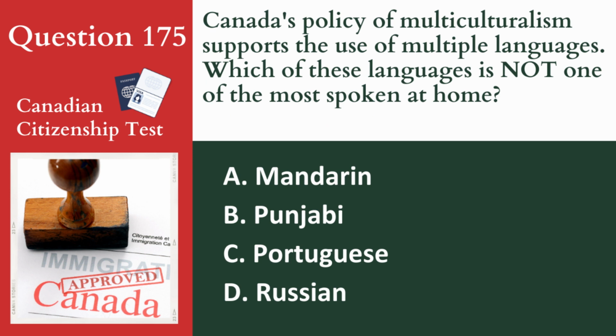Question 175. Canada's policy of multiculturalism supports the use of multiple languages. Which of these languages is not one of the most spoken at home? A. Mandarin. B. Punjabi. C. Portuguese. D. Russian. Answer: D. Russian. While Russian is spoken in Canada, Mandarin, Punjabi, and Portuguese are among the most common languages spoken at home besides English and French.